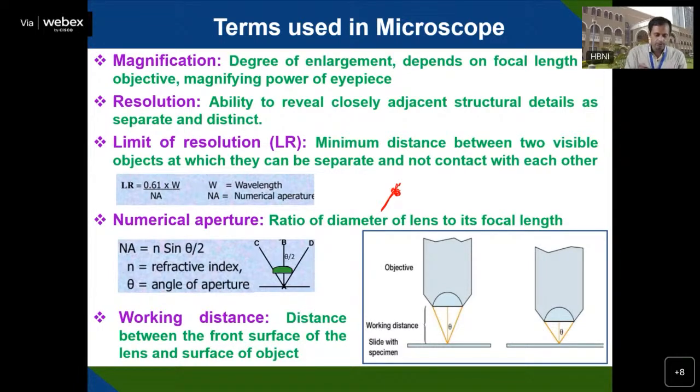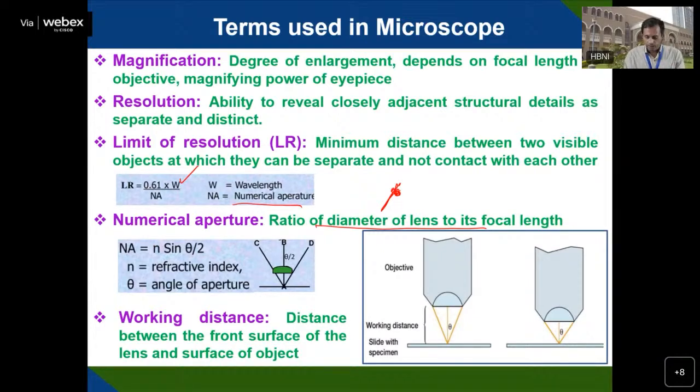The limit of resolution is expressed as 0.61 times lambda divided by the numerical aperture, where lambda is the wavelength of the light source used and NA is the numerical aperture. Numerical aperture is the ratio of the diameter of the lens to its focal length, where NA equals n sin theta, n is the refractive index and theta is the angle of aperture. So from there you get the ratio of the diameter of the lens to its focal length, expressed by the numerical aperture.